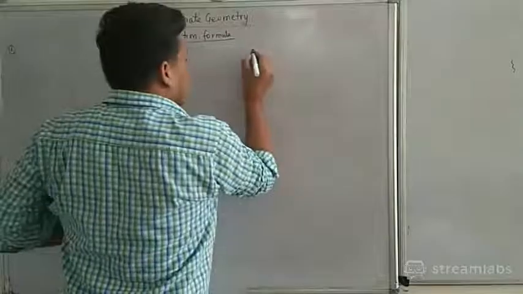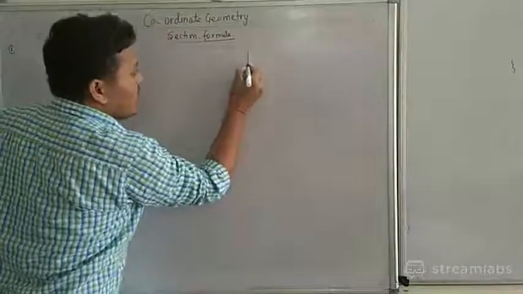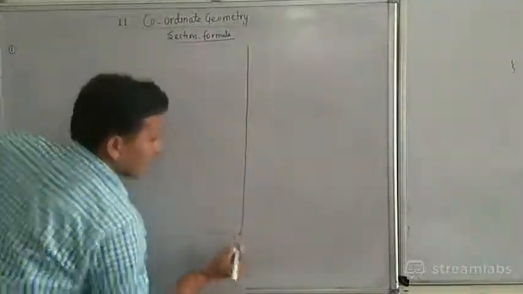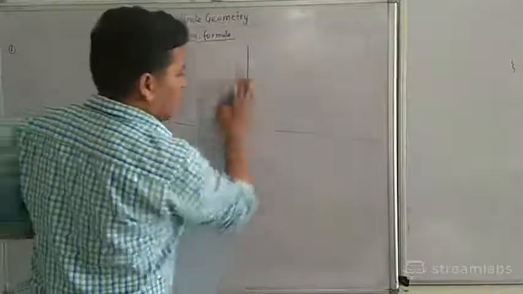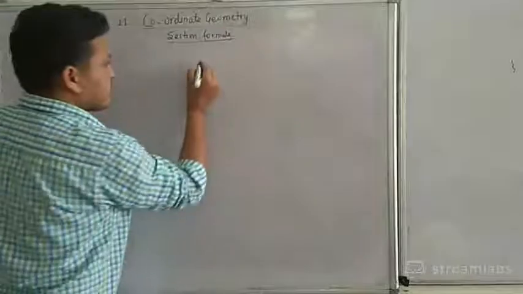So look, first of all draw a quadrant. First of all draw a quadrant here. Okay, this is our quadrant. Okay, let me move this a little bit over here.